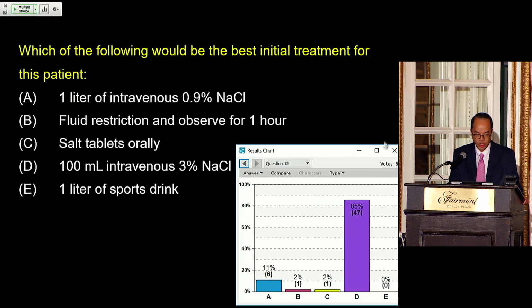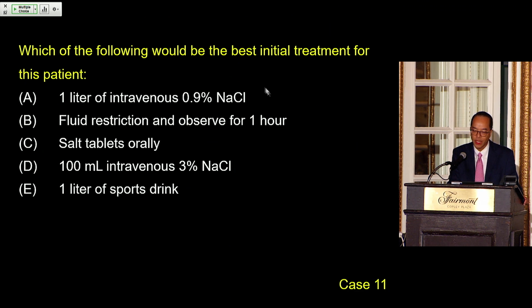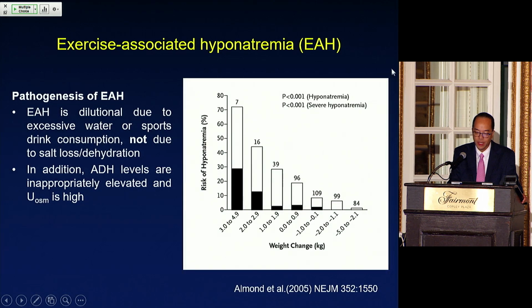Excellent. So most of you chose the hypertonic saline. There was a handful that chose the normal saline. And so the reason, well, let's see if we have the slides. Yeah, so this is obviously exercise-associated hyponatremia. We know that in patients that have exercise-associated hyponatremia, as shown in this figure from the New England Journal paper by Almond, these patients have increased weight gain over the course of the race. So the point is they're not patients who are dehydrated, they're patients who are actually overhydrated with fluid.